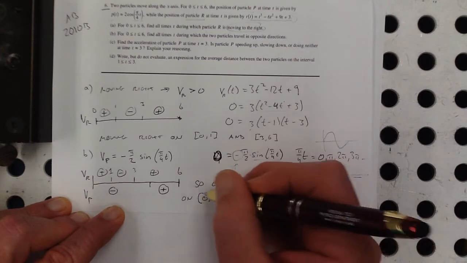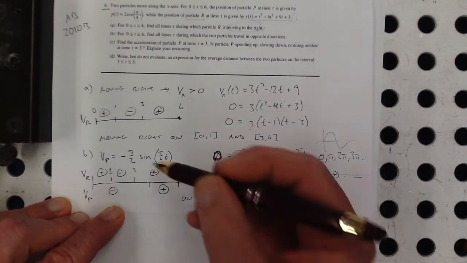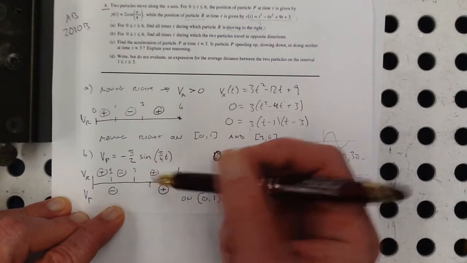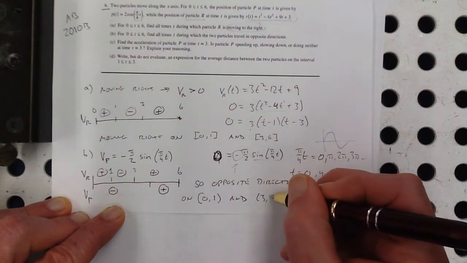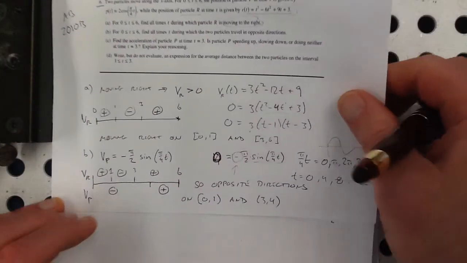Doesn't matter if you do open or closed intervals on these. And let's see, opposite directions, also 3 to 4 right in here, because this is negative and this is positive. Alright.